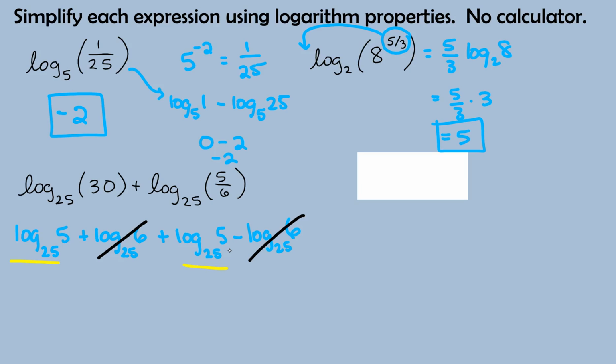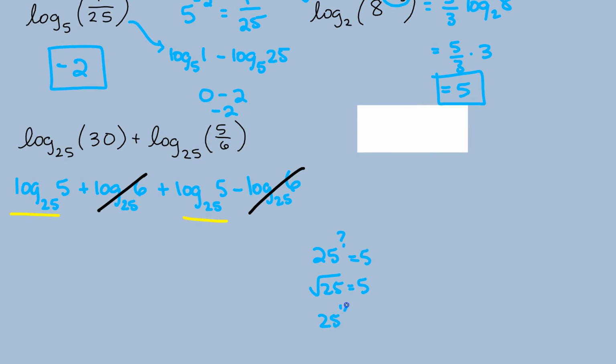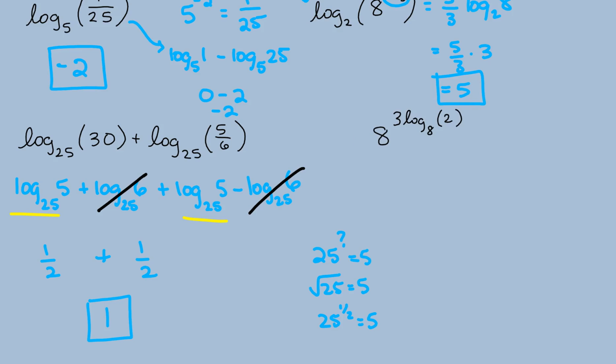By the way, 25 to what power is 5? Well, isn't it the square root of 25? That's 5. So what power would that be? The square root is the 1/2 power. So this is actually just 1/2, and we have it again 1/2, and the answer is 1. All that is just equivalent to 1. Who knew? Okay, we're getting close to the end here, I hope.